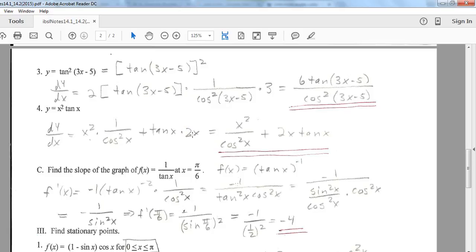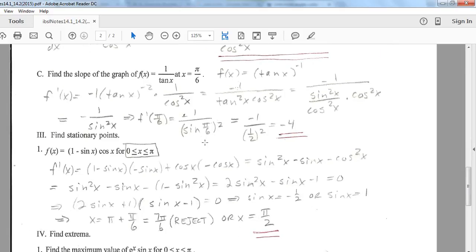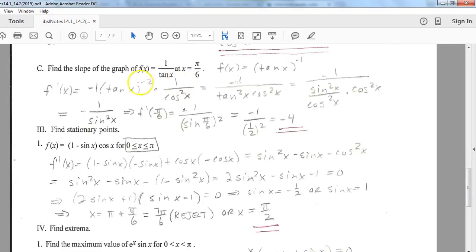You can expect some kind of product rule or quotient rule question on tests, the final exam, the IB test. They're all going to be there. So this is one you have to make sure you can do. Slope of the graph always means derivative. So again, we're just going to plug in a value here into our derivative.